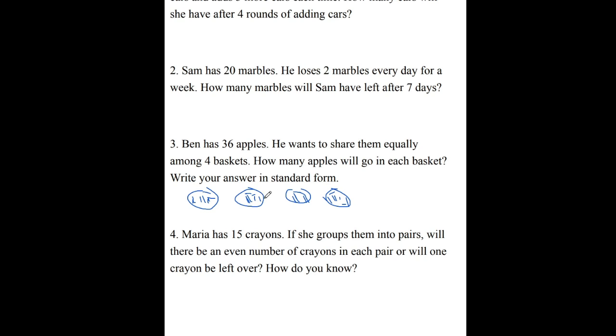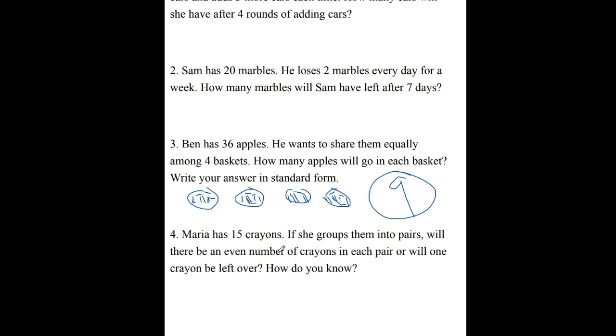And then once you're done with your tallies, you can count the tally marks. This isn't that neat, but you can still kind of see the tally marks. So to count this, you have 1, 2, 3, 4, 5, 6, 7, 8, 9. So the answer would be 9 apples will go in each basket.